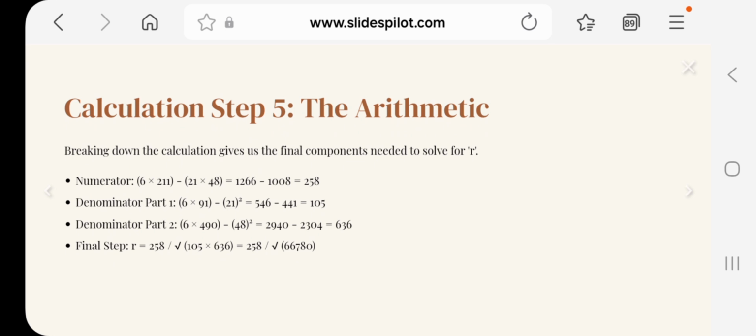66,780. So if we take 258 and divide it by the square root of 66,780, we get an r value of 0.998. So this r value is very high. This indicates that there is a very strong linear relationship between the x and y variables that we have in this problem.